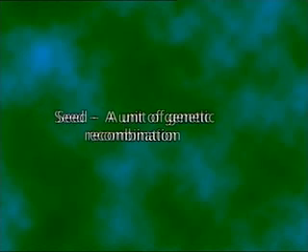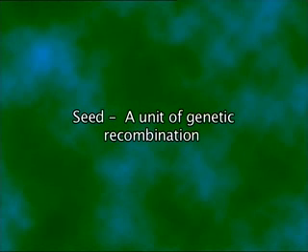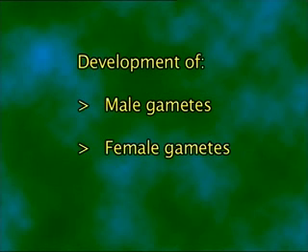Since seed formation involves independent assortment of genes and characters and crossing over at the time of formation of microspores and megaspores and in random fertilization, the seeds are rightly regarded as a unit of genetic recombination. Now, development of male gametes, female gametes and seeds in angiosperms.